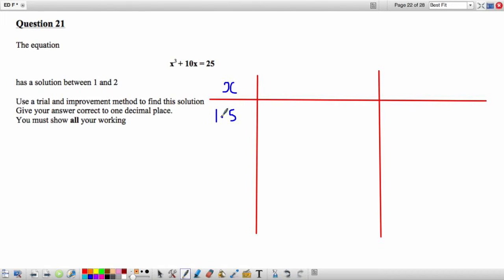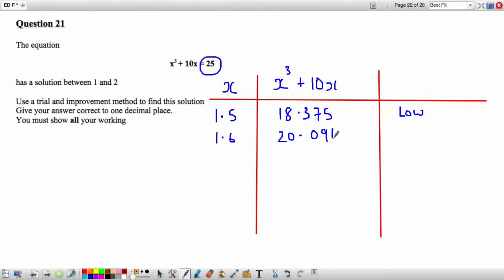which is 1.5. We substitute into the equation X to the power 3 plus 10X. Using your calculator will give you an answer of 18.375. We then need to comment and compare in relation to 25. This number is too low. Therefore, we will increase. So we will move to 1.6. Moving to 1.6 gives us 20.096.